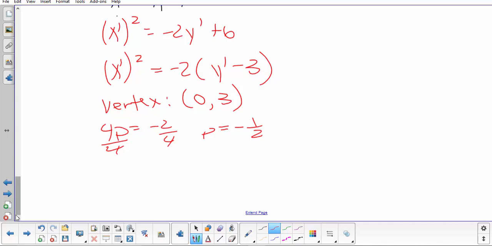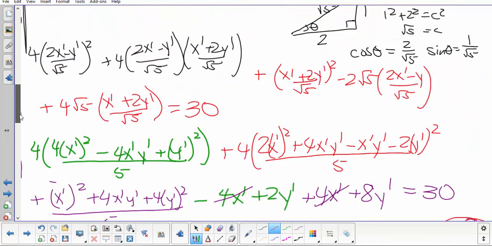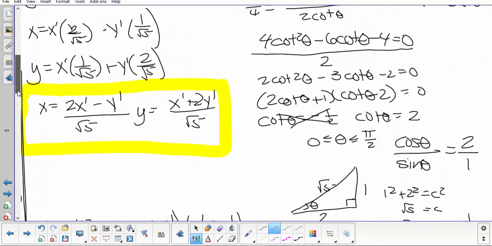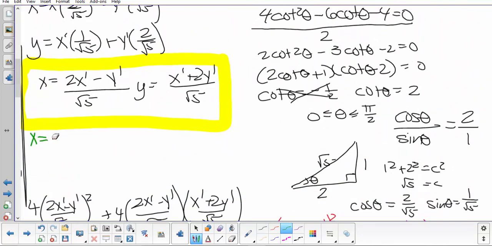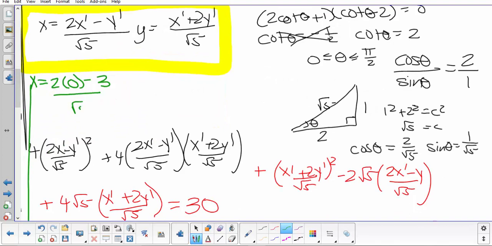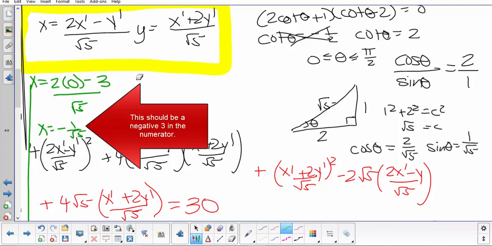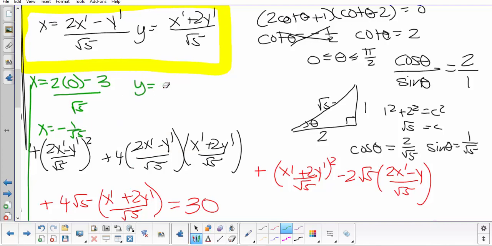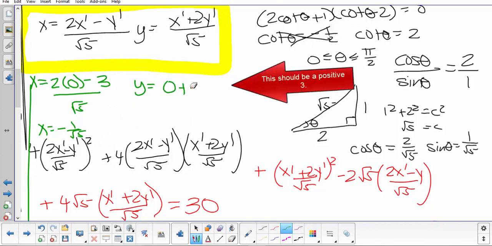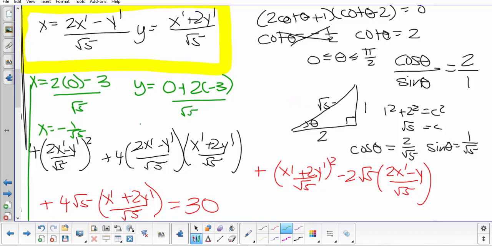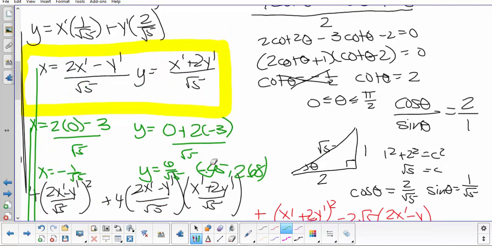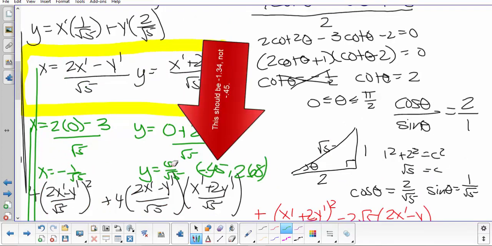So what we're going to do is take this 0, 3 and substitute it back into these equations that we highlighted before. To find x would be 2 times 0 minus 3 over root 5. So x is negative 1 over root 5. And our y coordinate would be y equals 0 plus 2 times negative 3 over root 5. So y would be 6 over root 5. Negative 1 over root 5 is approximately negative 0.45, and 6 divided by root 5 is approximately 2.68.